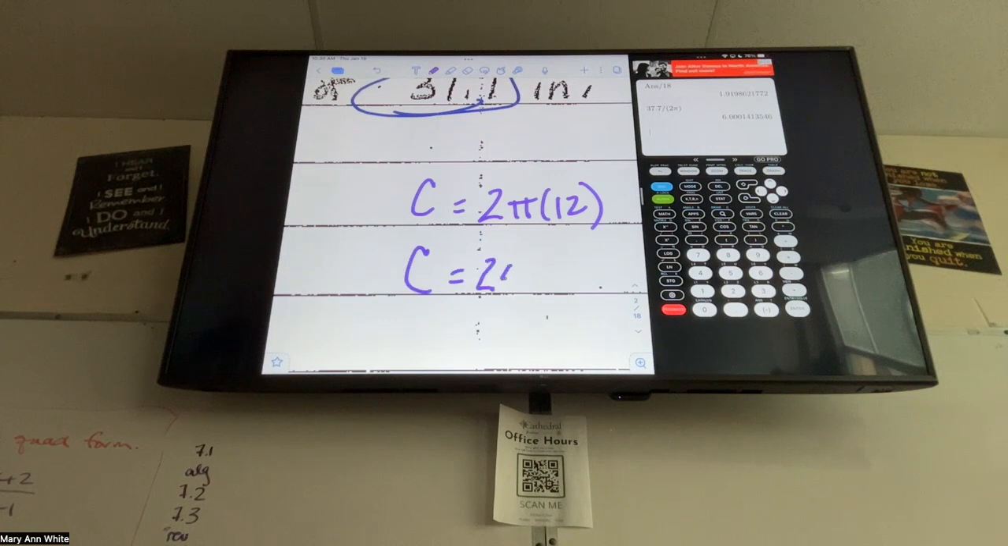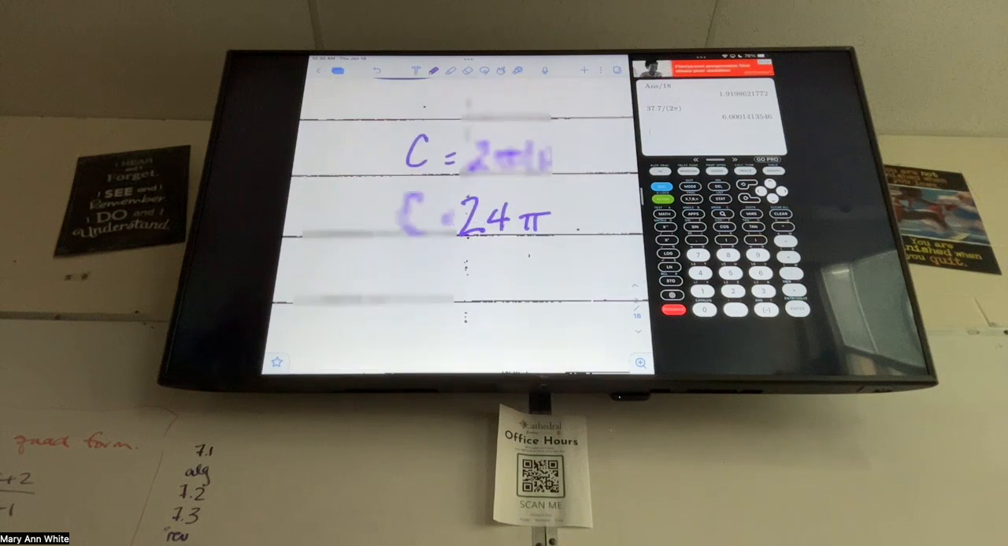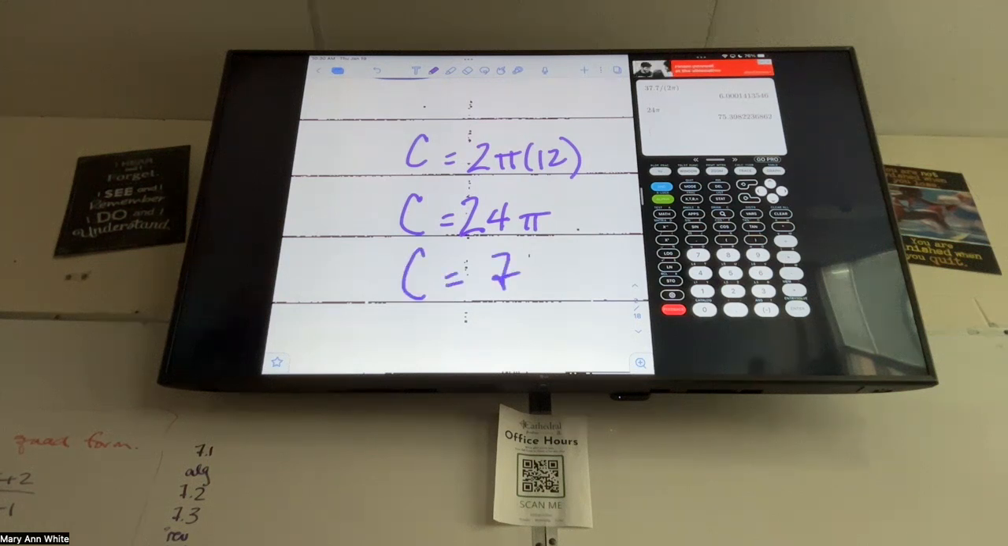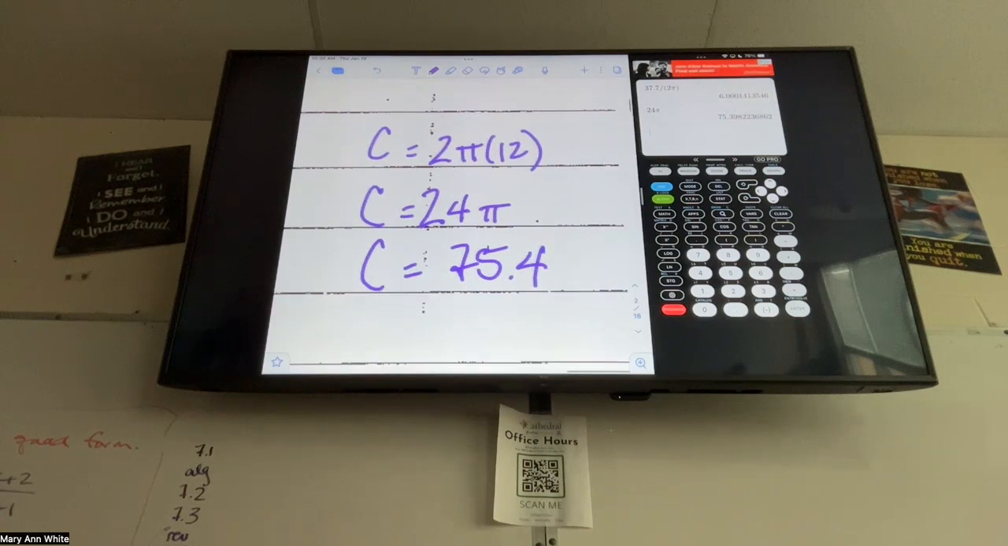Circumference is 24 pi. Which, if you asked me to make something that was 24 pi circumference, I'd be like, that doesn't mean anything, so let's make it have some value. 24 pi is 75 point, we'll just round it to 75.4. And what is that, inches? Yes. Cool, that wasn't too crazy, was it?